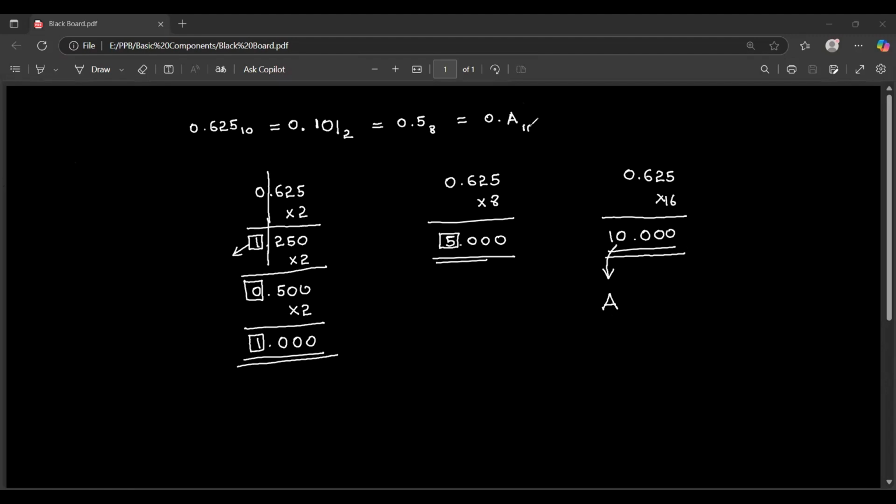A to the base 16. 0.A to the base 16. I know this looks cursed, but that's what happens when you are converting from decimal to hexadecimal. You just have to accept it and do it. That's it. Okay. Now let's try another question, but this time we are going to do something different.